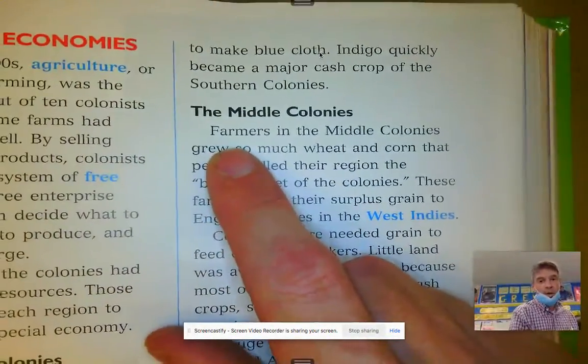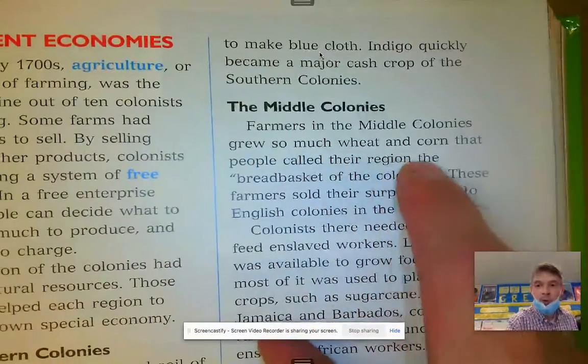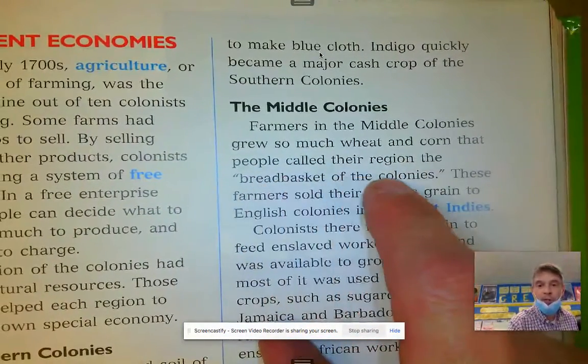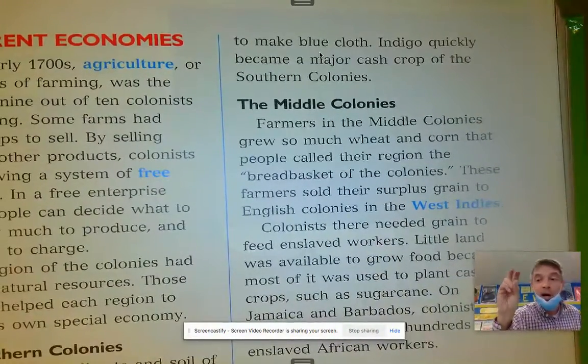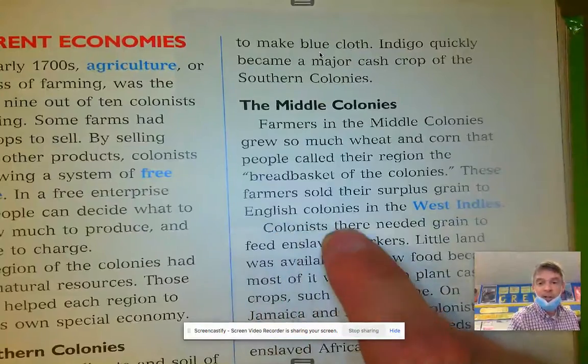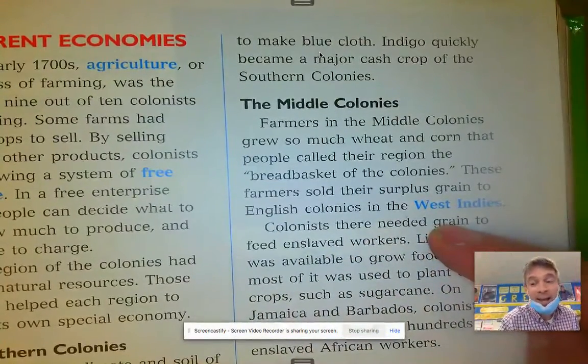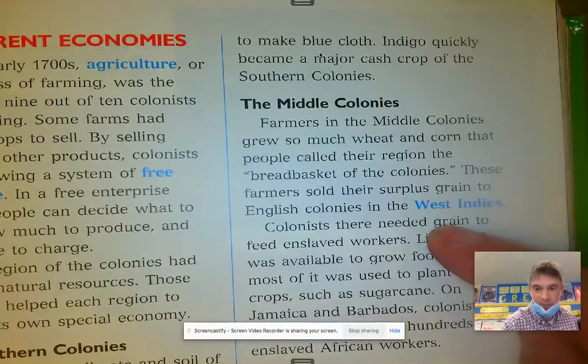Now, the middle colonies. Farmers in the middle colonies grew so much wheat and corn that people called their region the breadbasket of the colonies. These farmers sold their surplus grain to English colonies in the West Indies. The West Indies are the islands: Haiti, Dominican Republic, and so on.